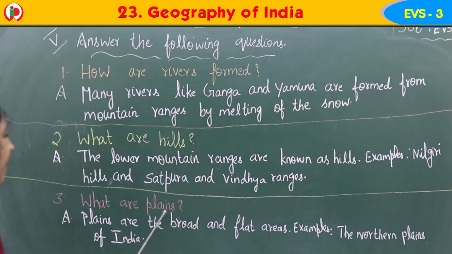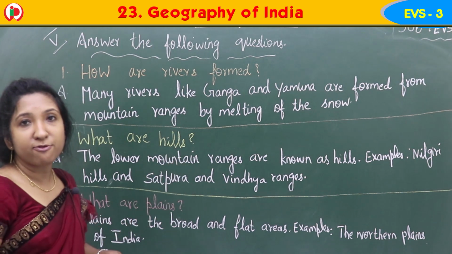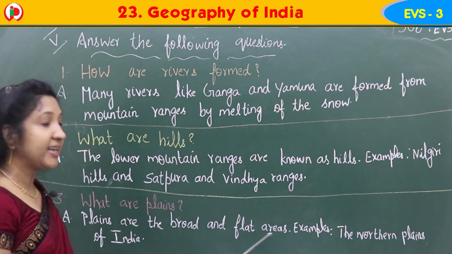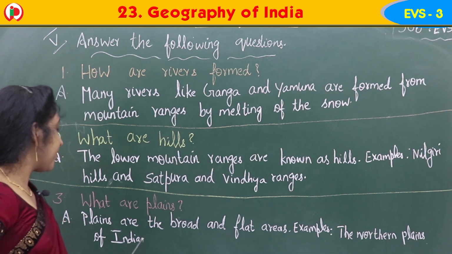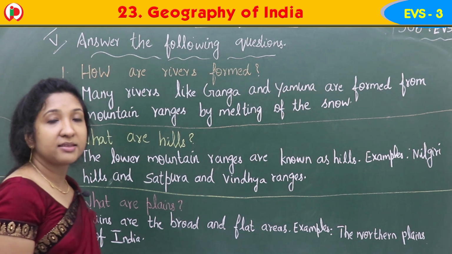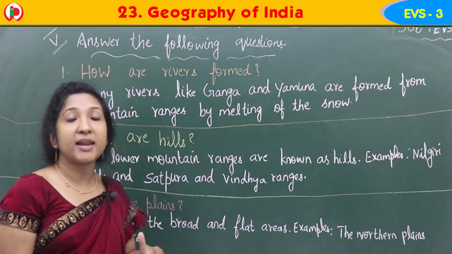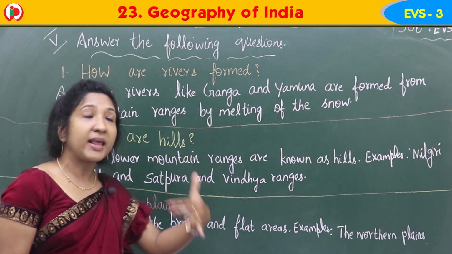Then third, what are plains? Plains are, they are broad and flat area of land. Plains are the broad, B-R-O-A-D, broad and flat areas. Examples, the northern plains of India. Northern plains of India is the example. It lies south of the Himalaya. Just below the Himalaya region in the map, we can see the northern plains.